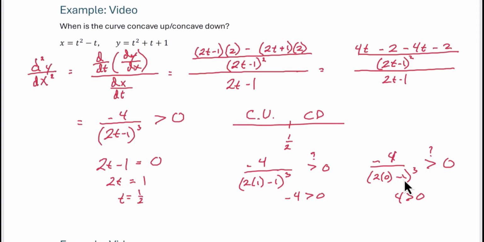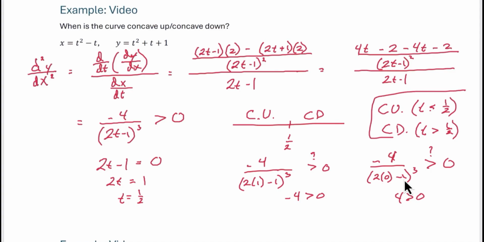So for concavity, it looks like we are concave up when t is less than 1/2, and concave down when t is greater than 1/2. Now we don't really have restrictions on t in this case, but sometimes we'll deal with only positive values of t. In that case, it would be from 0 to 1/2 for concave up.